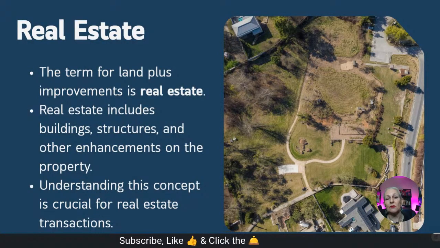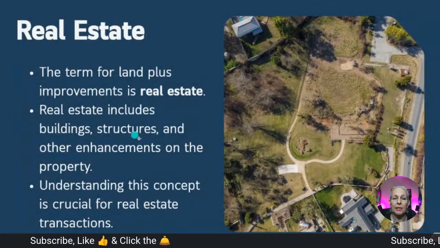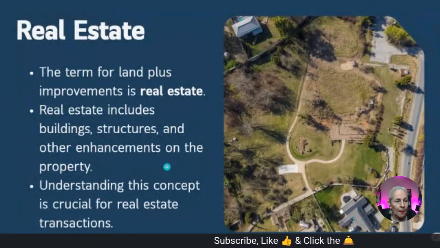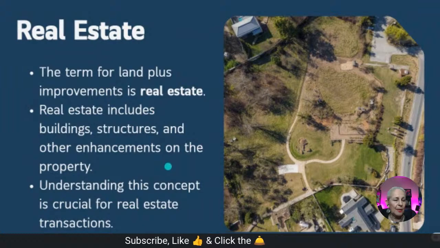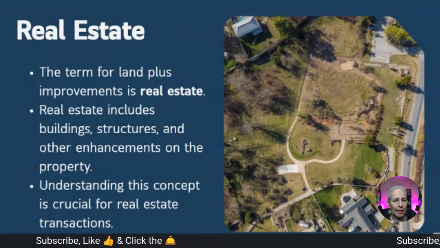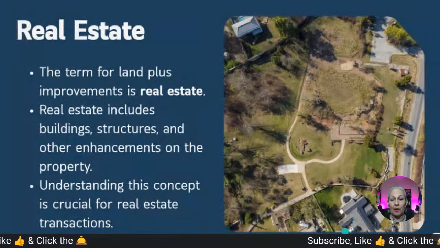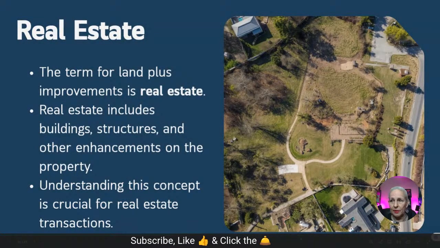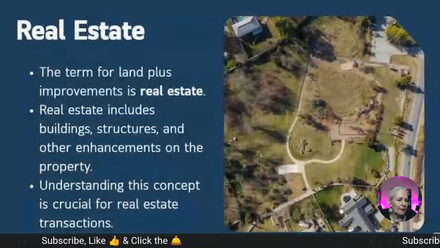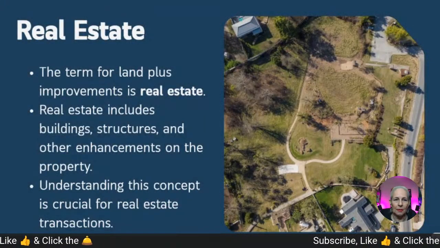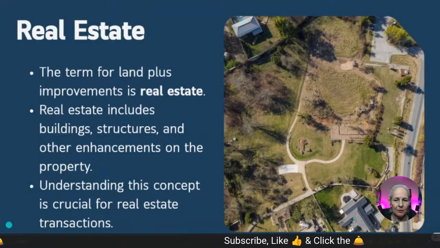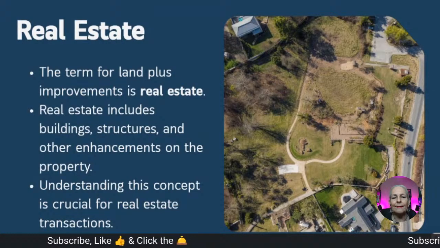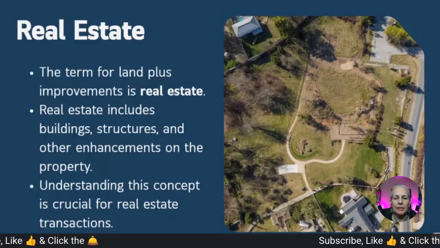So real estate is all the improvements in the land. Real estate includes building structures and other enhancements on the property: power lines, plumbing, concrete, foundation. You could have, as I mentioned, a well, a septic, internet service that's connected with a satellite dish, though a lot of that is going away, right? We're having better internet. Luckily today, no interruptions so far. Understanding this concept is crucial for real estate transactions.